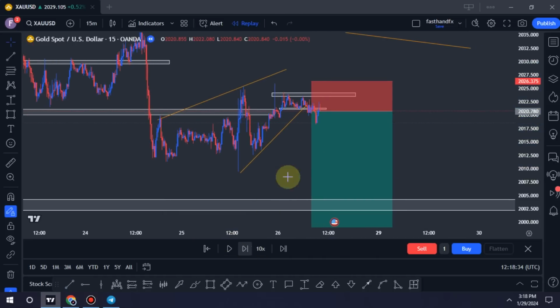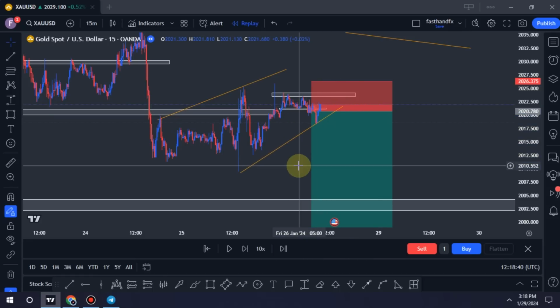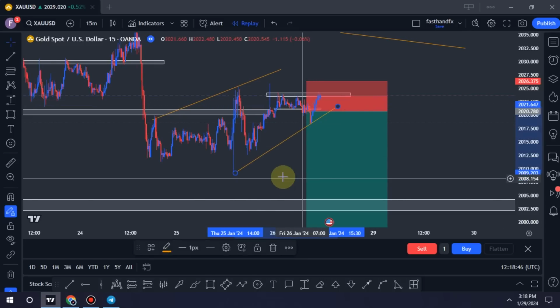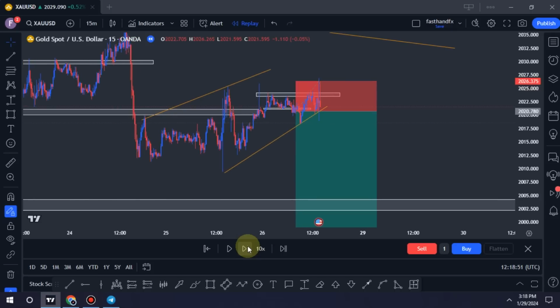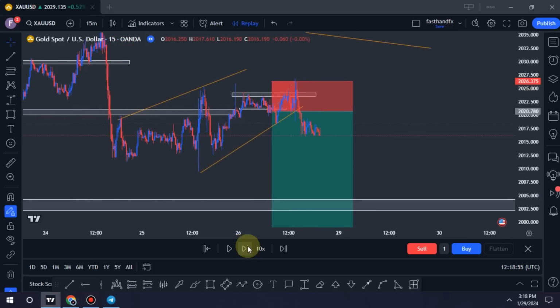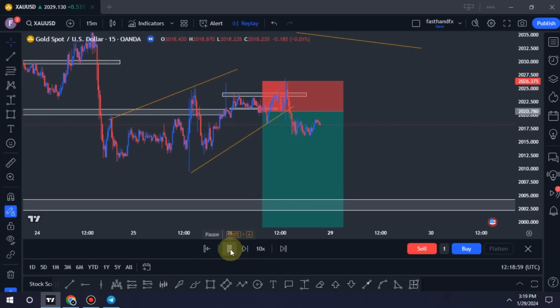I was supposed to wait for good confirmations, because the market was still in an uptrend. It had not yet taken this low or support zone. So I accept that punishment. We let the market do its thing, baby. That's the market. We can't control anything.